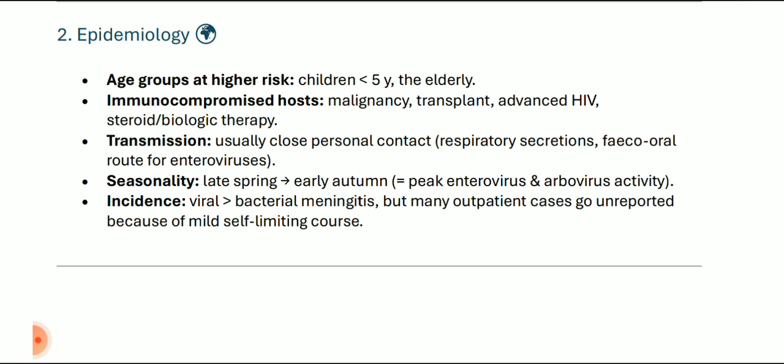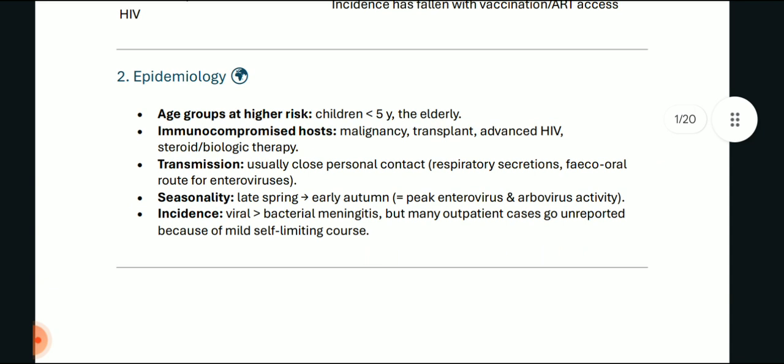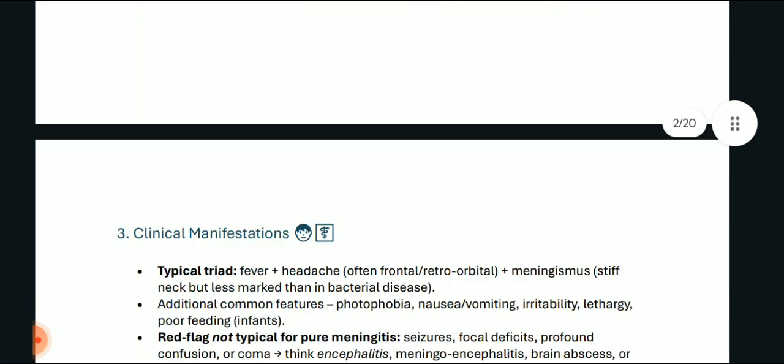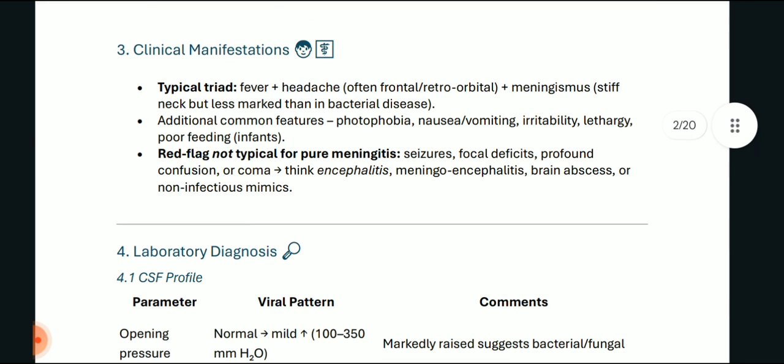About seasonality, the late spring to early autumn transition period is the peak enterovirus and arbovirus activity period. The incidence of viral meningitis is more than bacterial meningitis, but many outpatient cases go unreported because of the mild, self-limiting course. So what we see in the hospitals more are the bacterial meningitis cases because they have a severe course. Now the clinical manifestations.